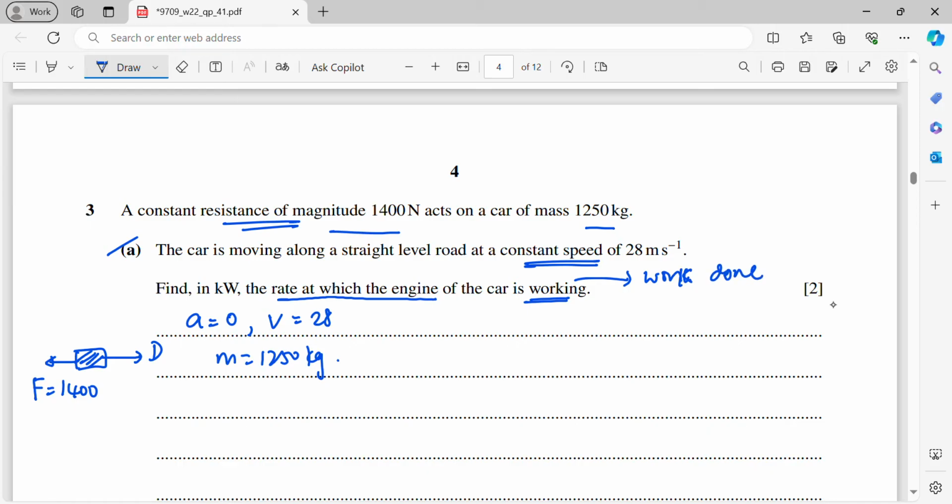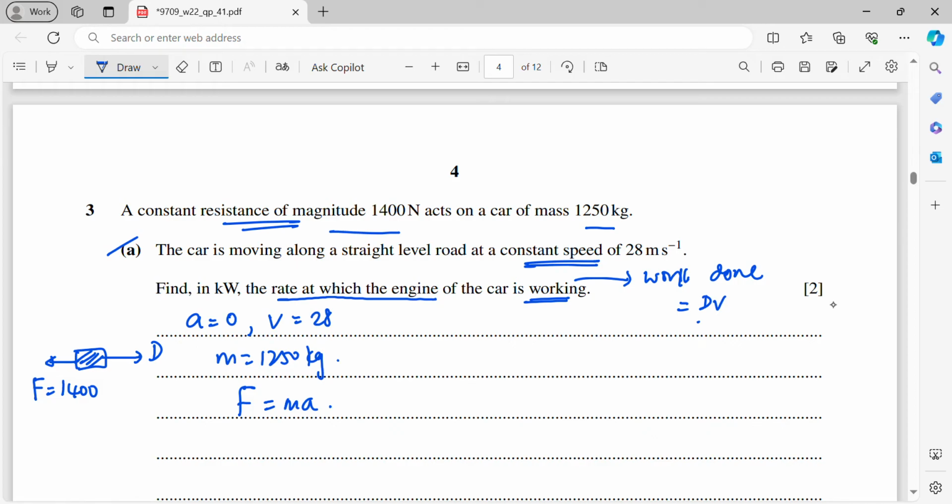Our work done formula is basically the force times v. But here, because of the engine, it becomes D times v. So first I need to get D, the driving force. I will find the driving force using Newton's second law, so now F equals ma.